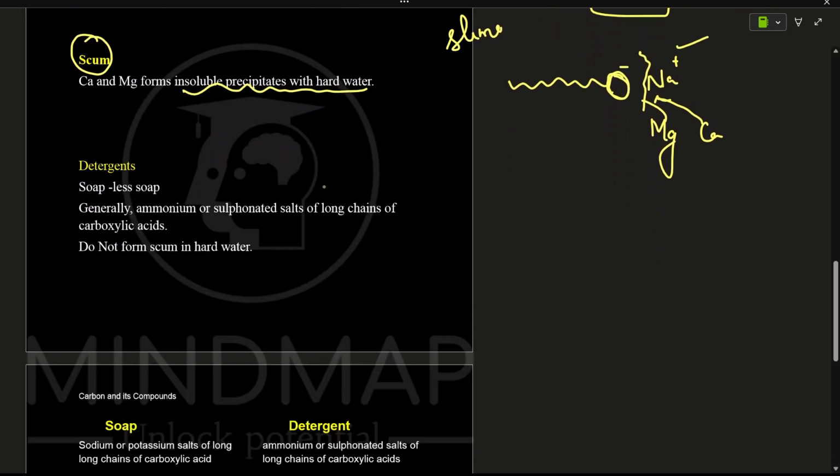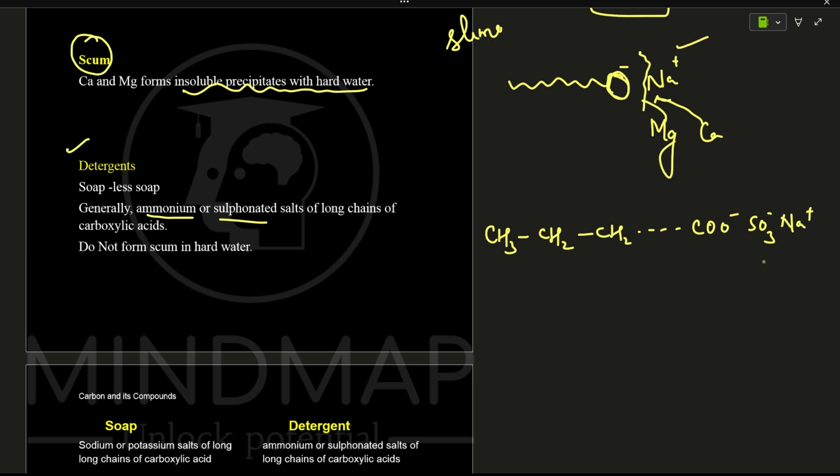The solutions are detergents. What are detergents? They are the ammonium or sulfonated salts of long chains of carboxylic acid. Means they are also long chains of carboxylic acid like this, but the ionic end will be of sulfonated salts like SO3 minus Na plus, or instead of SO3 you can also have SO4 minus Na plus. The long chains of carboxylic acid with sulfonated salts. That is the only difference.